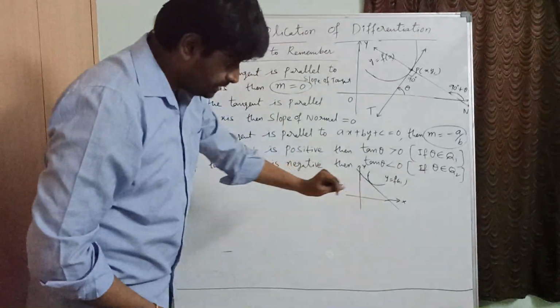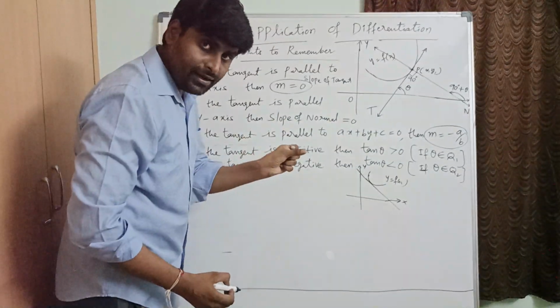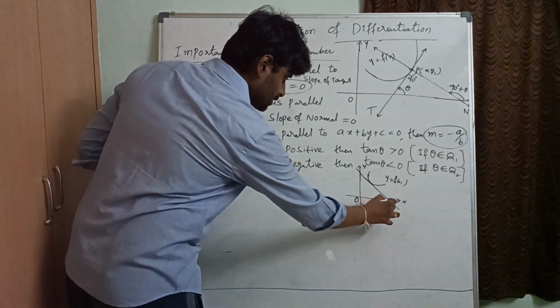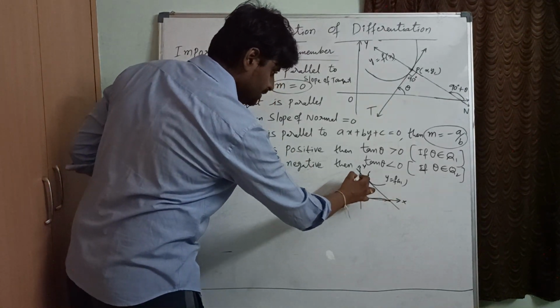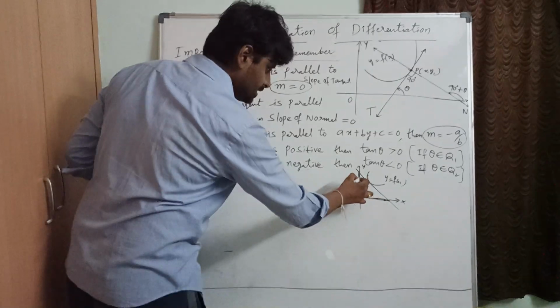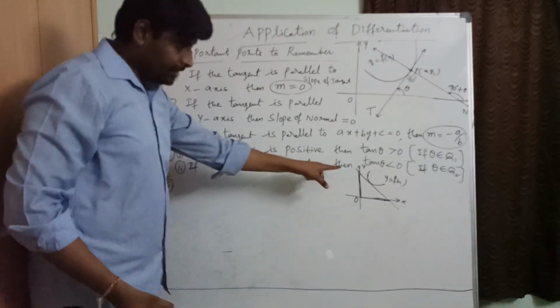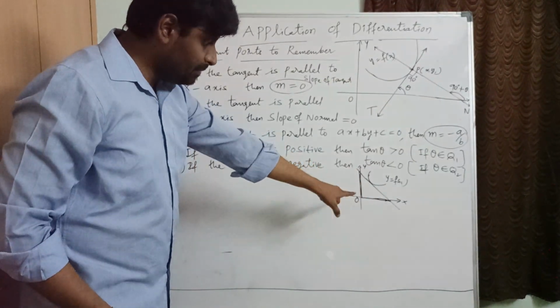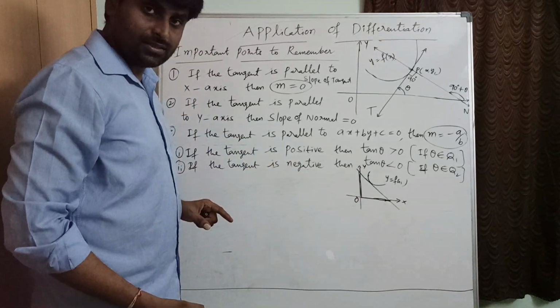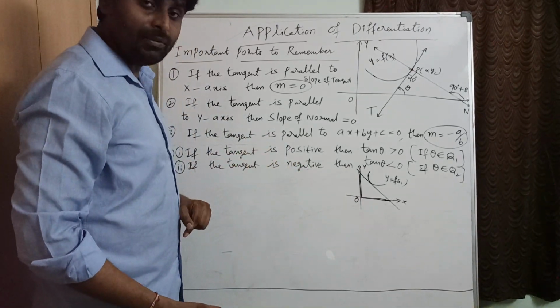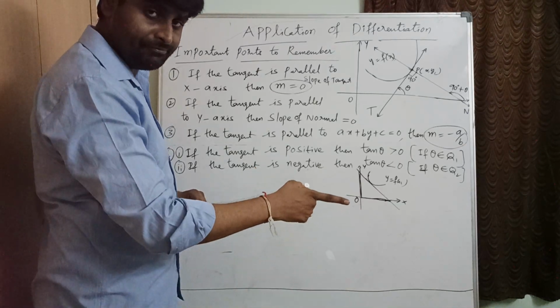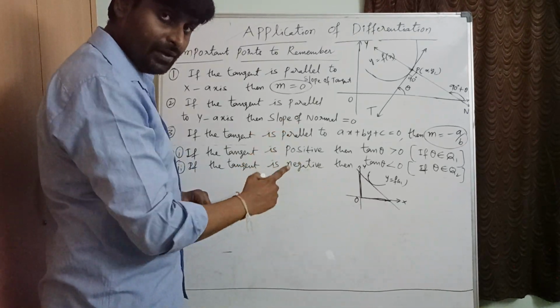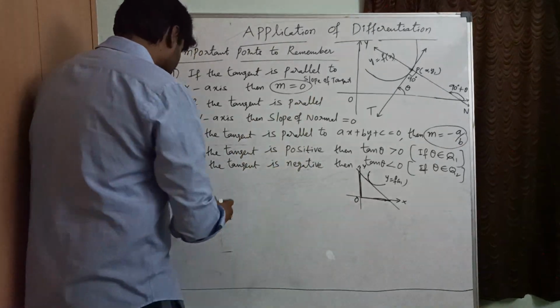So now this tangent is making equal intercepts. So this length and this length are both equal, right? Whenever the tangent of the curve makes equal intercepts, then m equals plus or minus 1, 45 and 135 degrees. Okay, plus or minus 1. So that is very important.